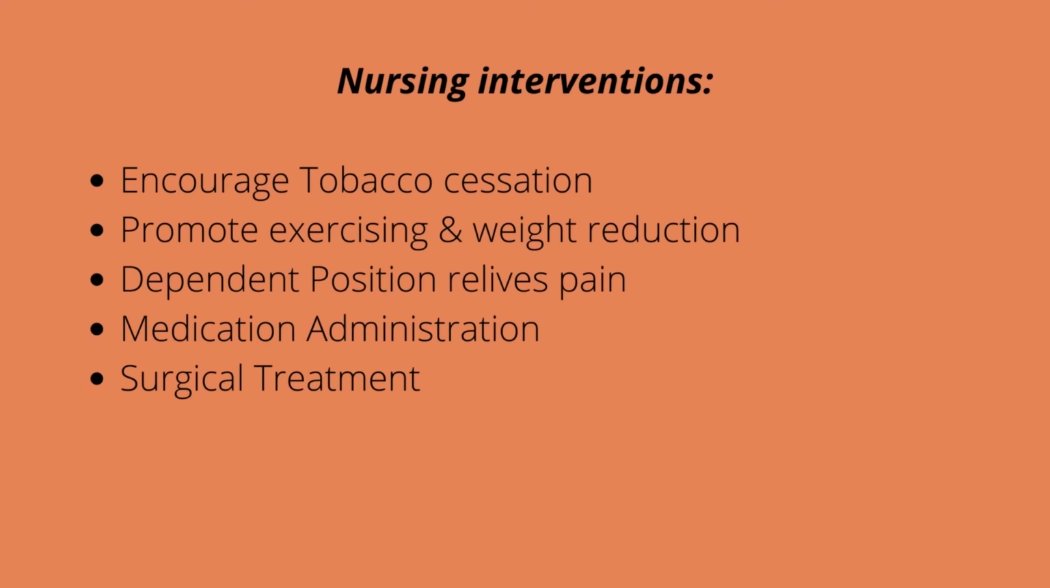What are our interventions? We encourage these patients to quit smoking, tobacco cessation. We promote exercise, right? Walking at least 3 times per week, as well as weight reduction. With our cardiac issues, lifestyle is a biggie. We need to do modifiable lifestyle things. Dependent position relieves pain, so we dangle our legs to push that oxygenated blood down there. We could administer some medication for them, and surgical treatment could be performed, like femoral-popliteal bypass surgery, as well as angioplasty or stent placement.